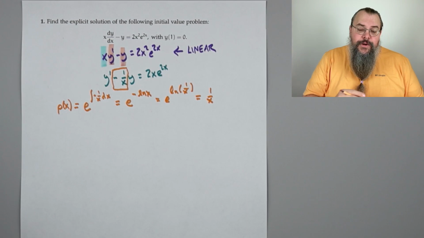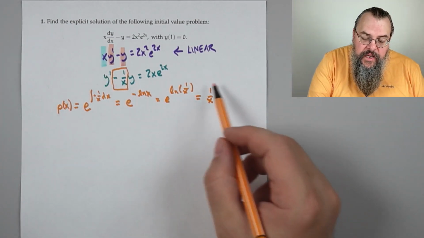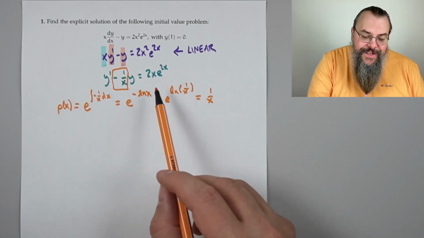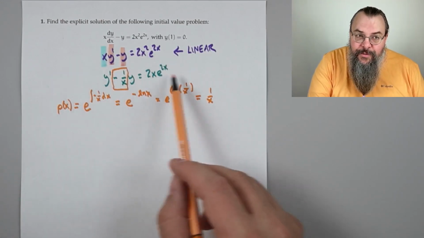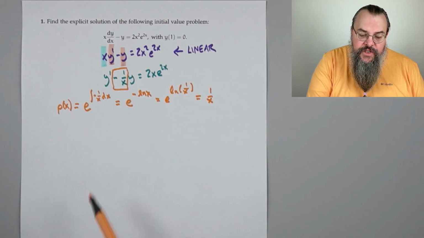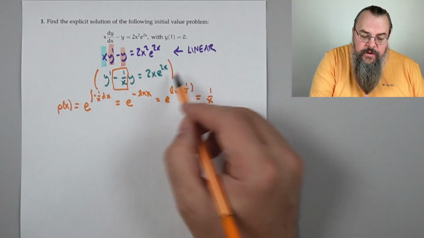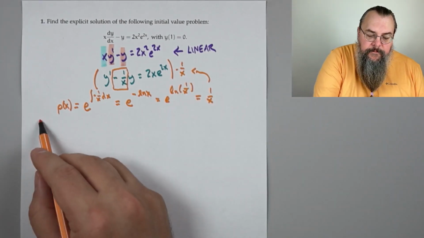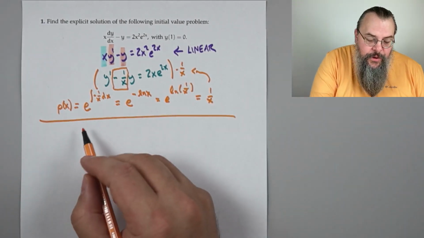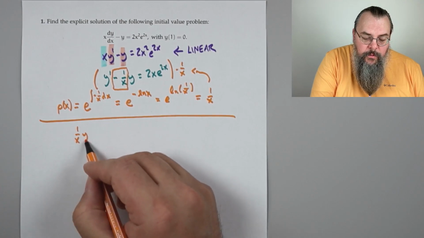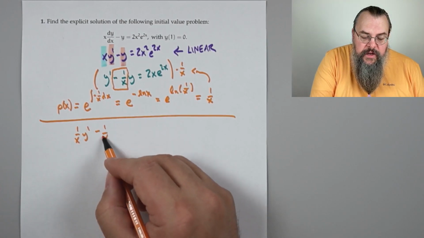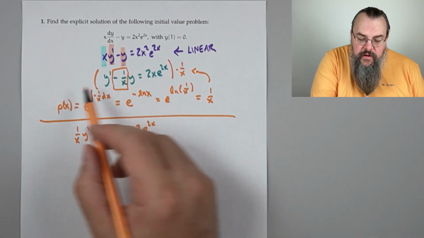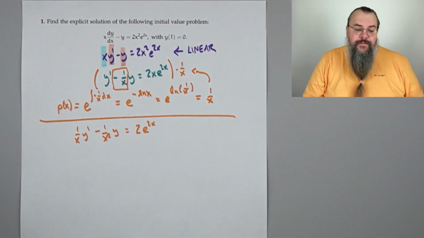So what do we do with that? Well, the punchline is we're going to take this 1 over x and we're going to multiply the whole equation. Now, which one? Not that one, this one. The one where we had that coefficient. So we're going to multiply all of this by 1 over x. All right, so what do we have now? Well, we have 1 over x y prime, minus 1 over x squared y is equal to 2 e to the 2x, because everything got multiplied by 1 over x.